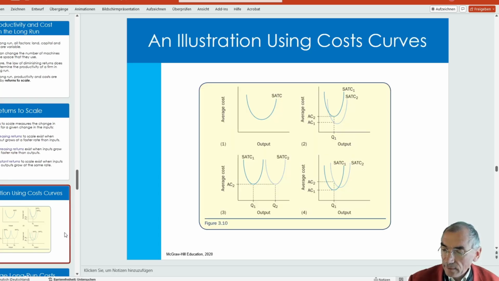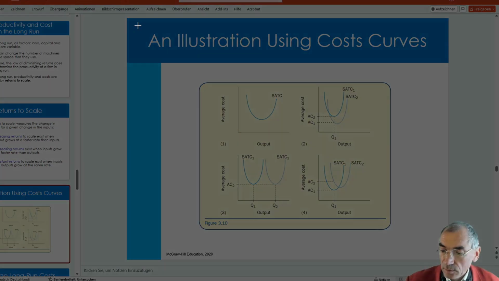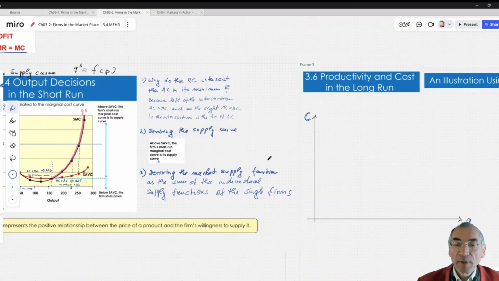Illustrating, we can do that using the figure 3.10, but I'd like to try on my own to illustrate this a bit more in a diagram in our Miro whiteboard. New frame number 3, about 3.6. In the long run, an illustration.